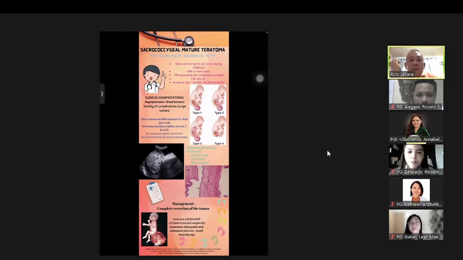Yes, Doc. Then, ang problem nito is if there are other immature components, no? If there are other immature components. Maganda kung puro lang mature teratoma, no? Yes. Again, very good.